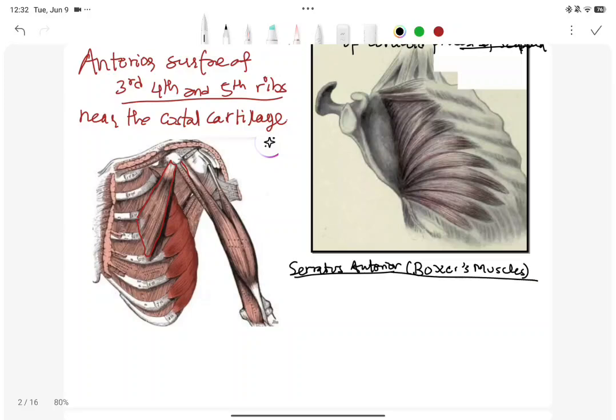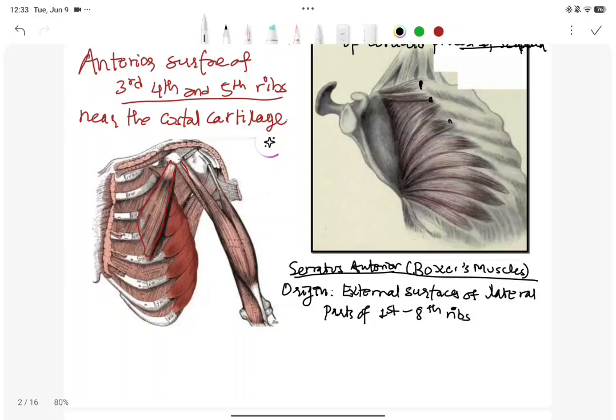So serratus anterior origin. It originates from the external surfaces of the lateral parts of the first to 8 ribs. So this is the first 8 ribs. This was second, third, fourth, fifth, sixth, seventh, eighth.